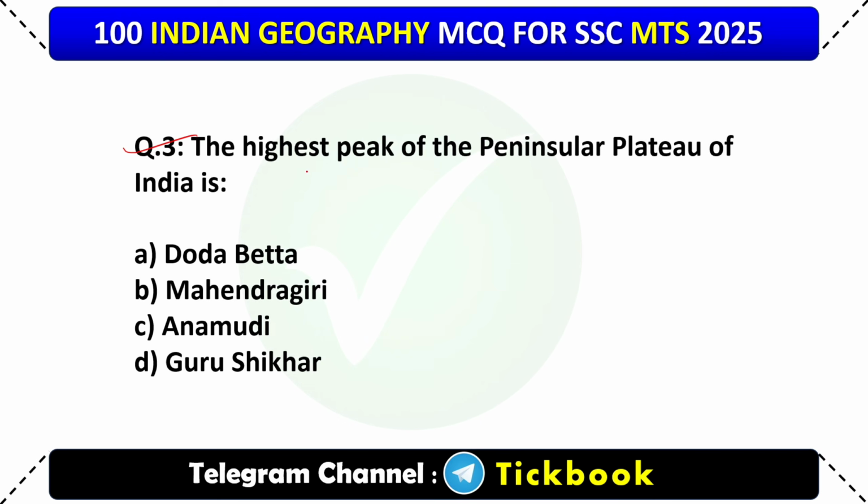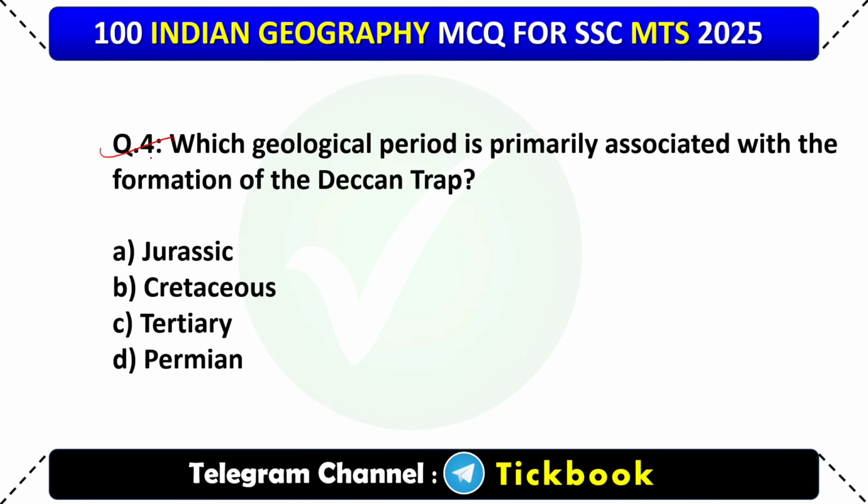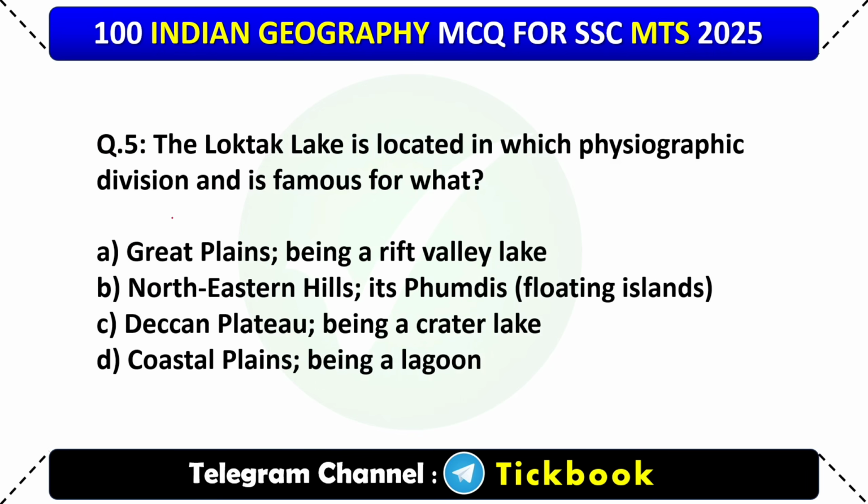Question number 3, the highest peak of the peninsular plateau of India is? Option number C, Anamudi. Question number 4, which geological period is primarily associated with the formation of Deccan Trap? Option number B, Cretaceous. 5, the Loktak Lake is located in which physiographic division and is famous for what? Option number B, Northeastern Hills.